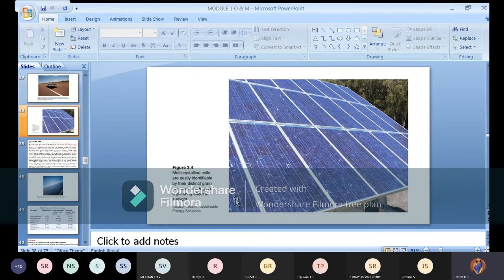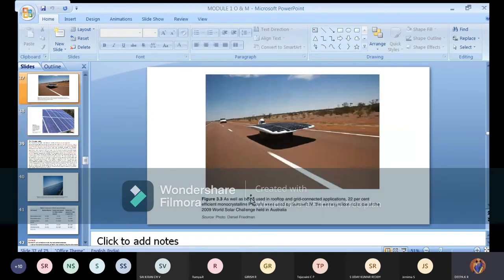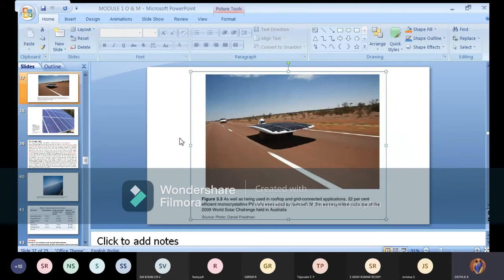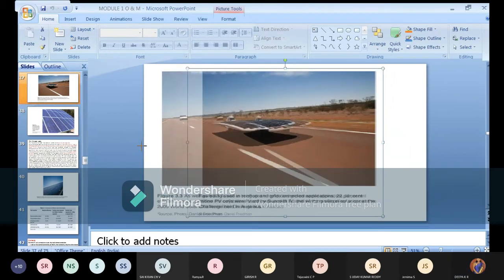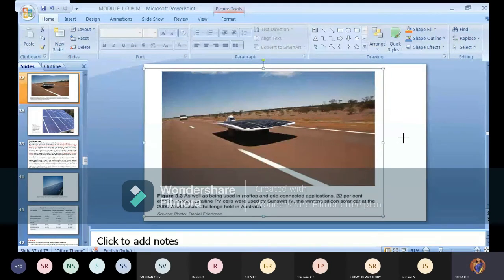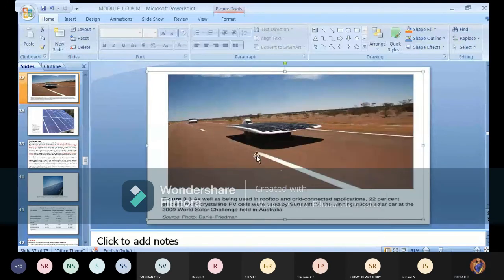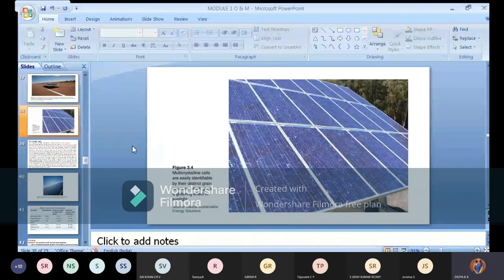So this is multicrystalline. Everyone has seen this. Multicrystalline cells are easily identifiable by their distinct grain. Just to make a comparison here, you can find the small changes between mono and multi. Simple layers are there, easily identifiable by the distinct grain structure, which gives a glittering effect in sunlight. So this is for multi.